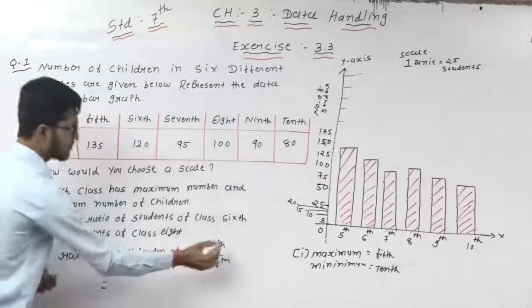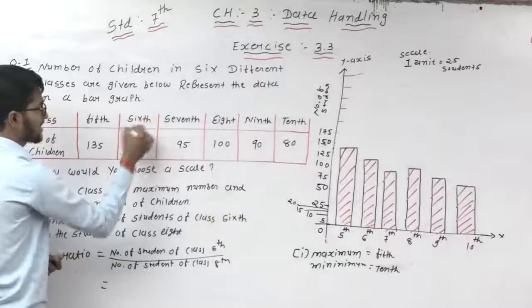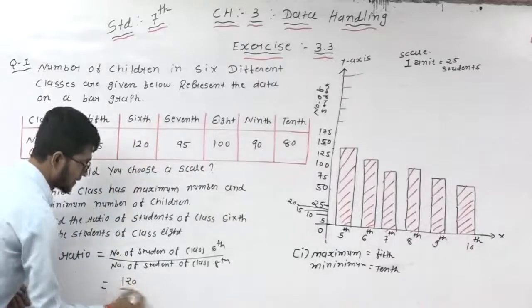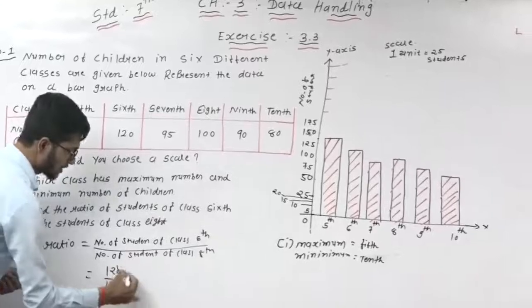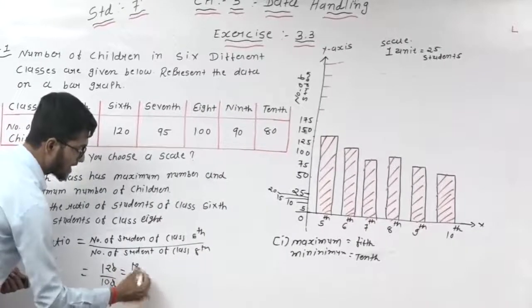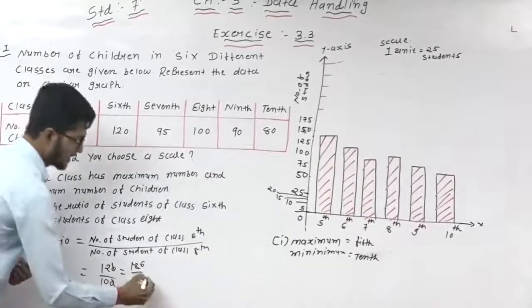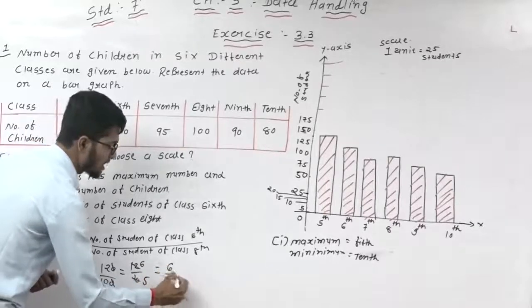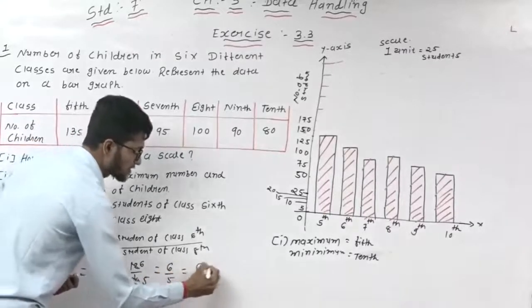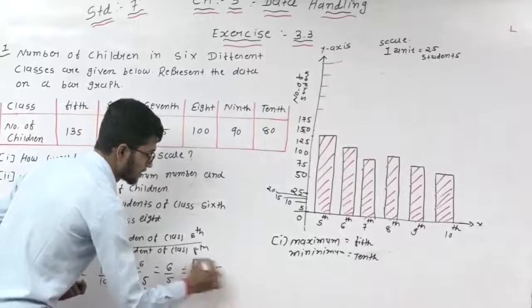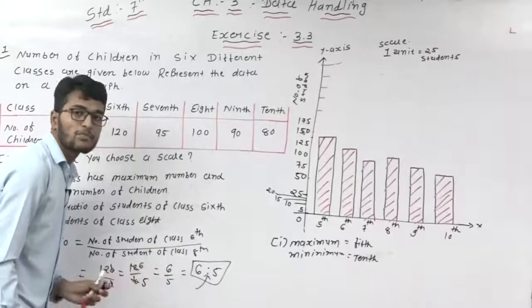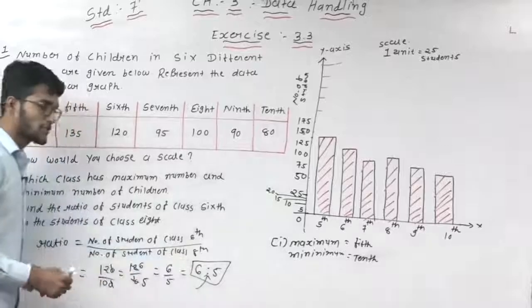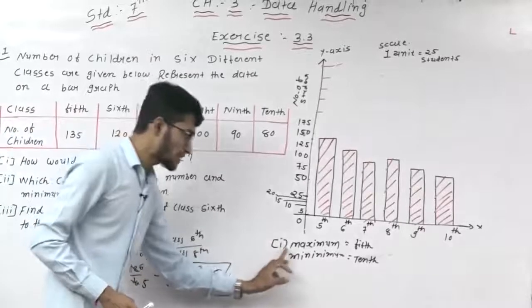So dear students, in 6th class, how many students? 120. And in 8th class, how many students? 100. The zeros cut, it means 12 by 10. 12 by 10, it means 6 twos are 12 and 5 twos are 10. It means 6 by 5. Ratio में लिखना हो तो 6, 2 dots and 5. This 2 dot is called, dear students, 'to'. It means 6 to 5. So ratio is equal to 6 to 5. This one is your second question's answer.